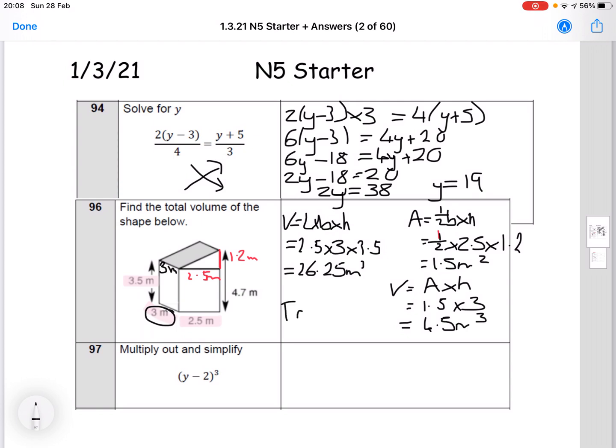So your total volume, you would add the volume of your cuboid and the volume of your triangular prism together, and you get 30.75 meters cubed.